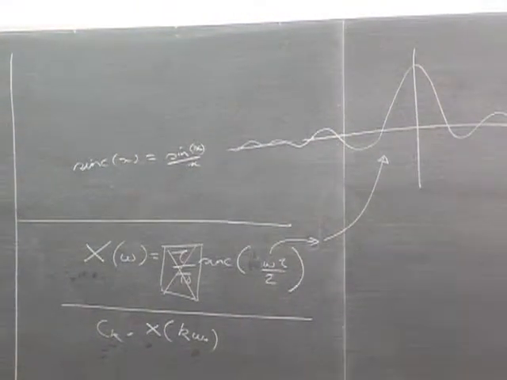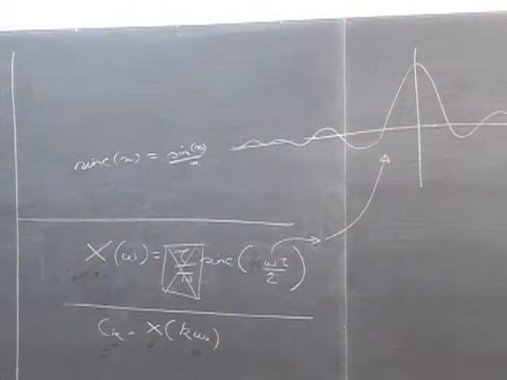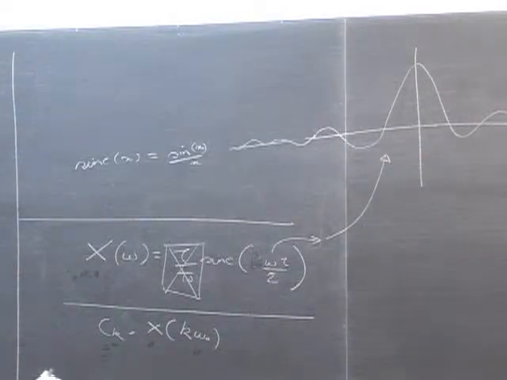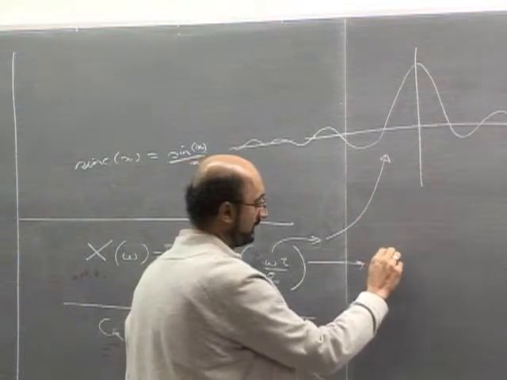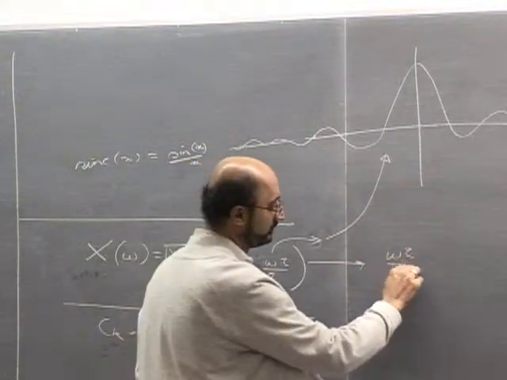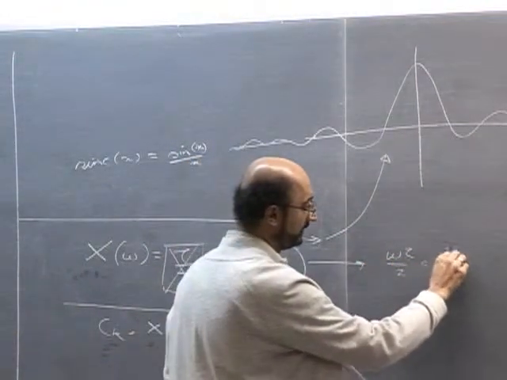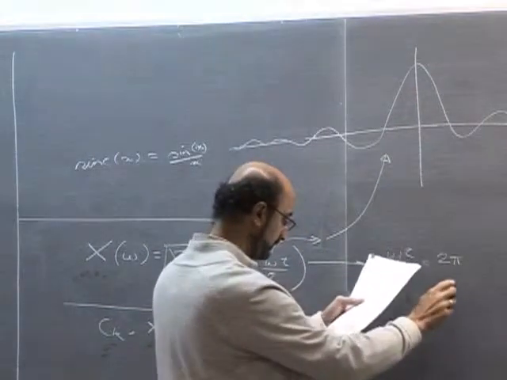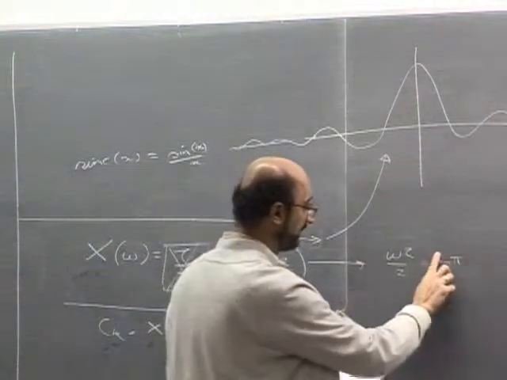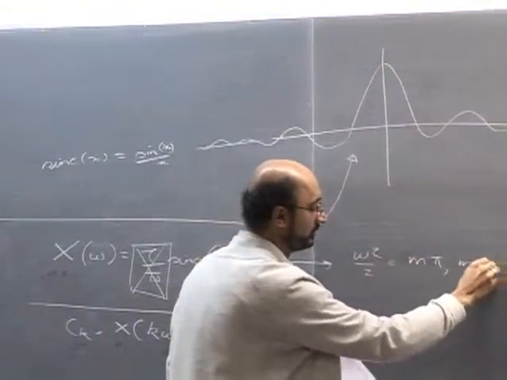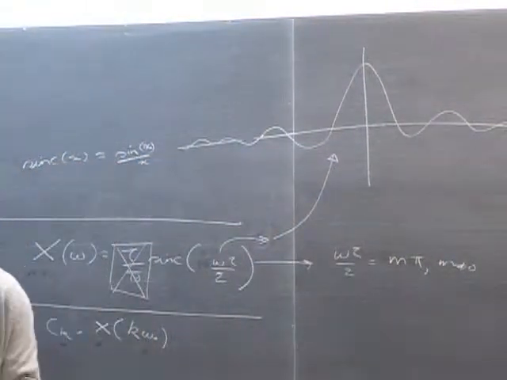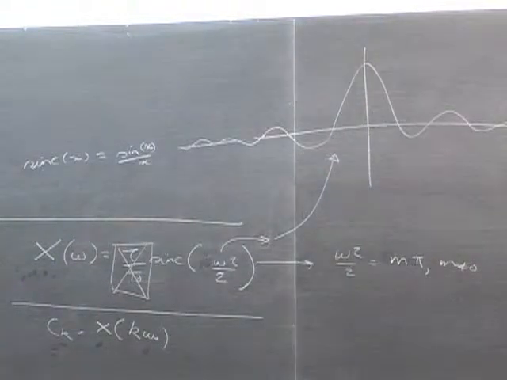And then we say, okay, what are the zero crossings of this? Okay, just when is this value 0? Well, we know that this is going to be 0 for omega tau by 2 equals m pi, m not equal to 0. Okay, because at 0, we have defined the value to be 1. We kind of pegged it at 1.